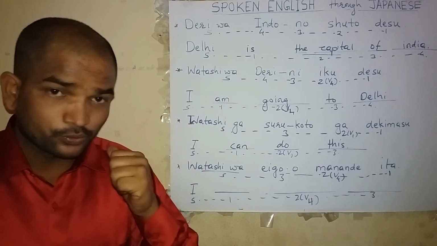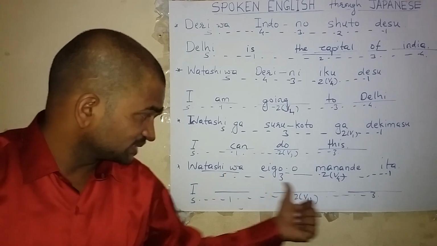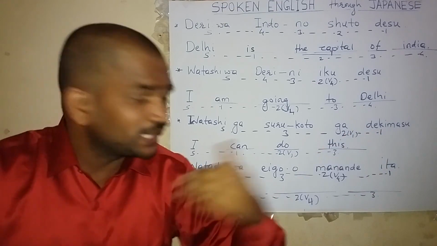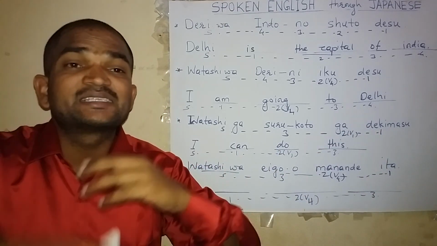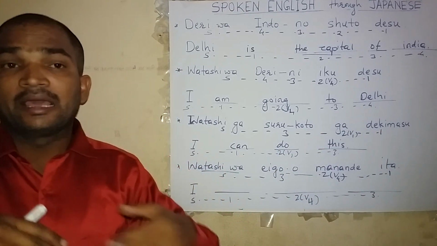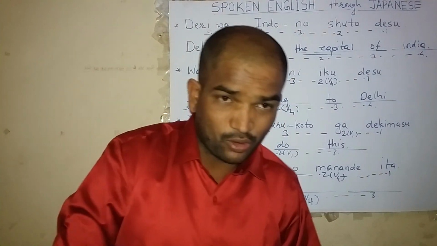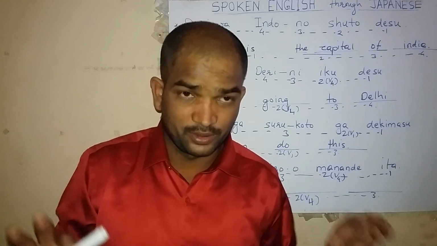Now, what should you do? You should look at this sentence: Watashi wa yogo manande ita. And while looking at this sentence, you should try to speak this sentence again and again in English orally. And at that time, you should try to type the sentence in the comment box in English with your fingers.